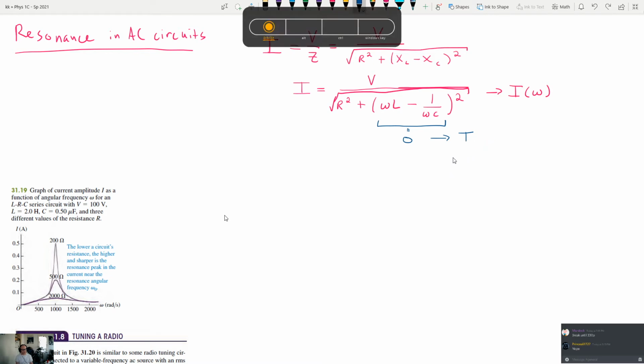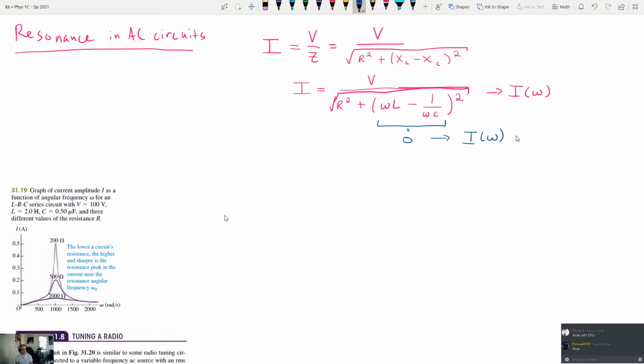I don't want to call it I max. This is going to lead to I of omega being maximum. Does that make sense to everybody? That as long as this term is as small as possible, it's going to make I of omega the maximum? Okay. So what value actually makes this equal to zero?